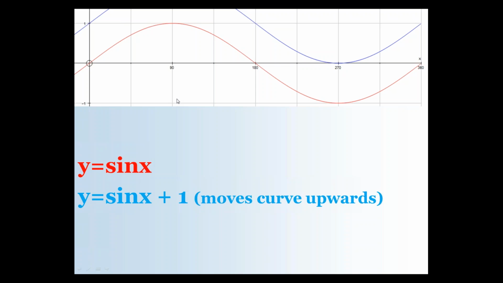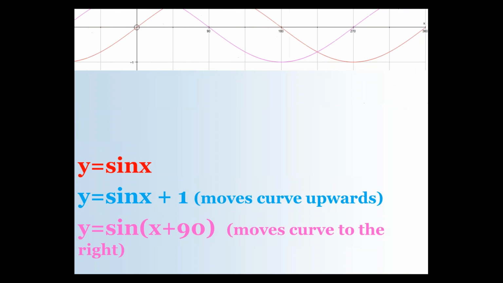Annoyingly, on the slides I can see this, but I don't know why it's different on the slideshow. Bit of a weird glitch. Just the same as before, you add 1, it moves the whole curve up. Oh no, that's completely unfair.